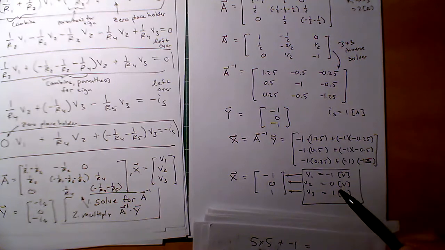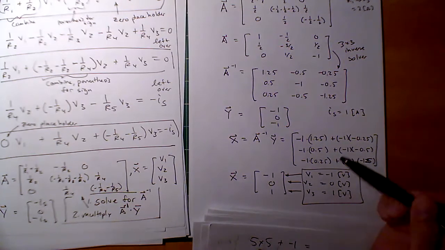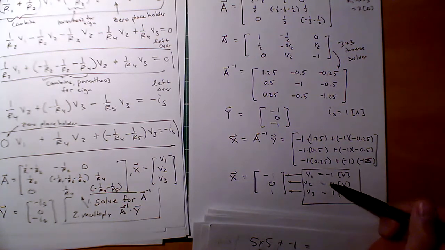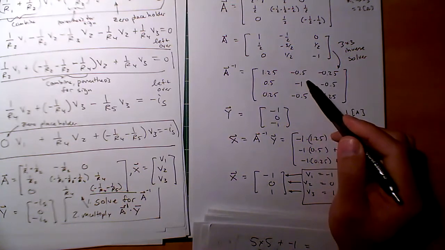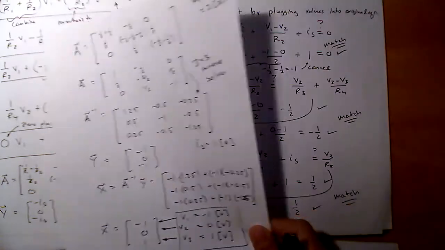Okay, so this was the answer: -1, 0, and 1 volt. Does that make sense? Let's see if that physically makes sense. Actually, before we check if this makes sense, let me just show you how to do this on the TI-89, and then we'll go and see if physical intuition is matched.